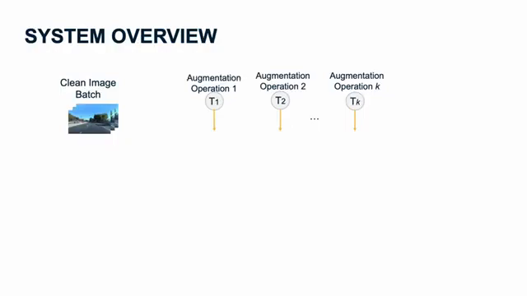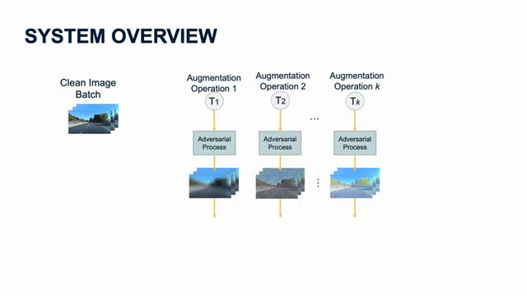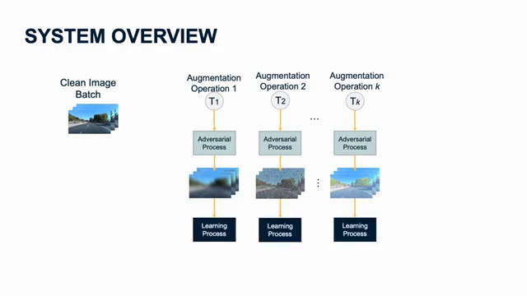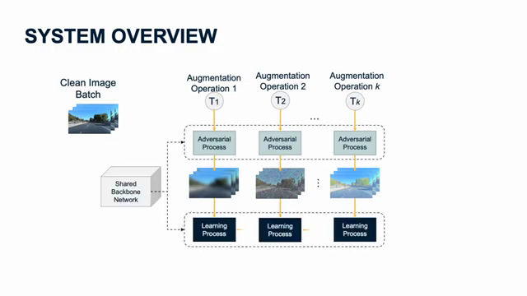Here is an overview of our proposed framework on adversarial differentiable data augmentation. Given a batch of input images that you see on the left and the set of augmentation operations T1 through Tk, each augmentation will be optimized in the adversarial process to simulate a worst-case domain shift through our adversarial data augmentation process. Then the learning process trains a network model on our augmented data through stochastic gradient descent, or SGD. A shared backbone network is involved in both processes and is updated after each learning step.